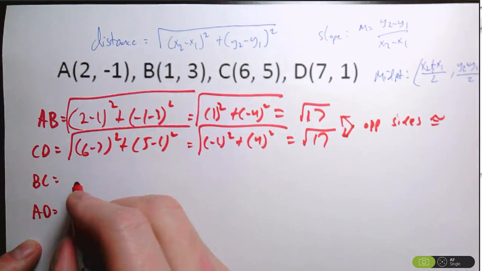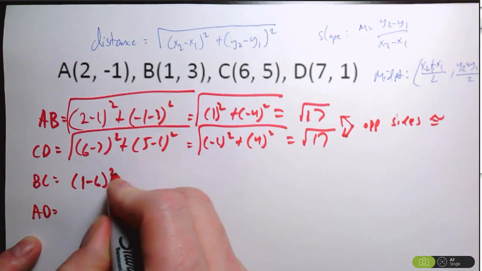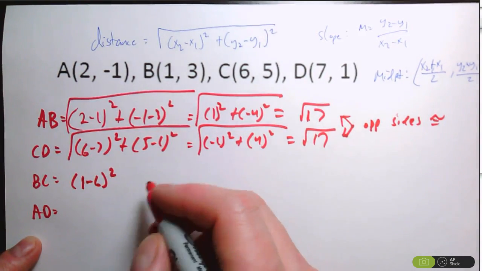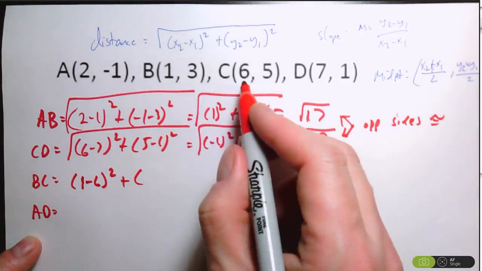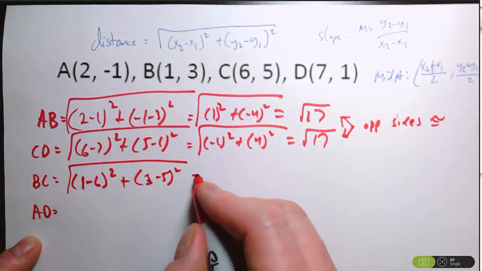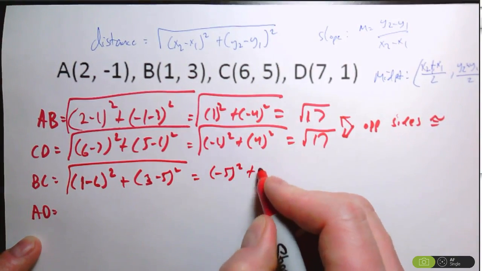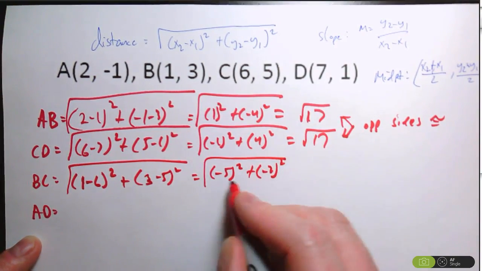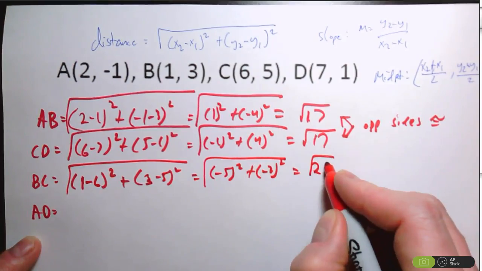So 1 minus 6 plus 3 minus 5. That gives me negative 5 squared plus negative 2 squared. So 25 plus 4 is root 29.